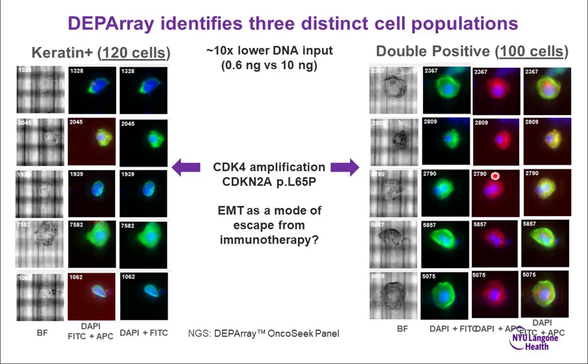They look mesenchymal on histology, and they can be considered to be fibroblasts if you perform only morphological evaluation, and they may represent an EMT as a mode of escape of immunotherapy, and this is an area of active research on our side, which we are now doing.